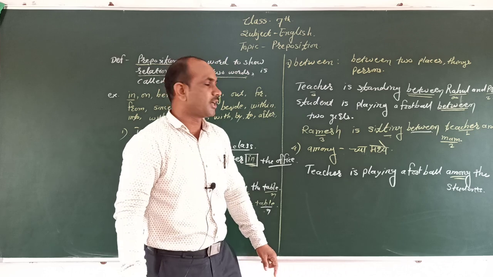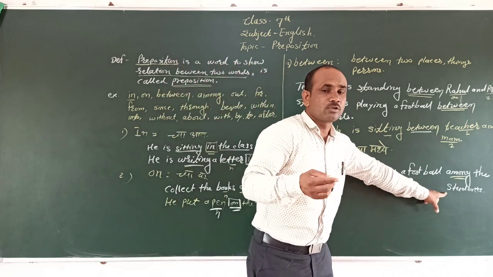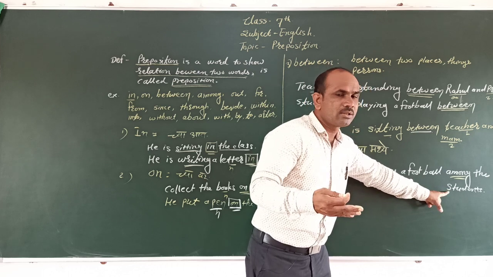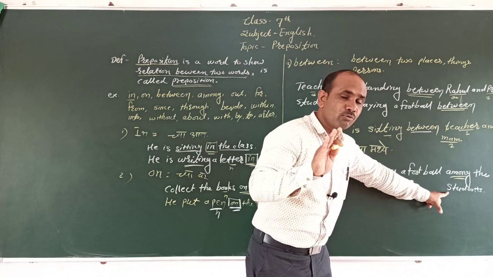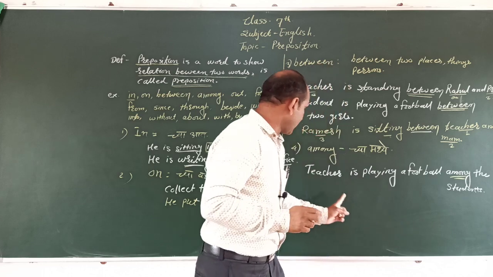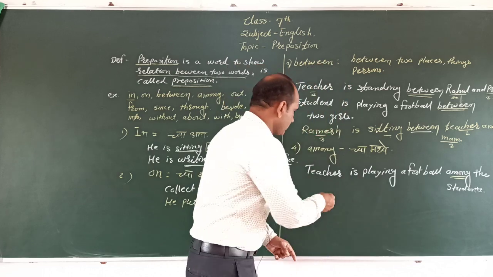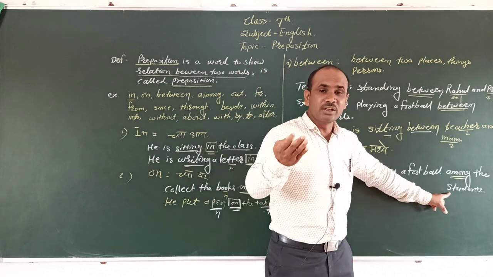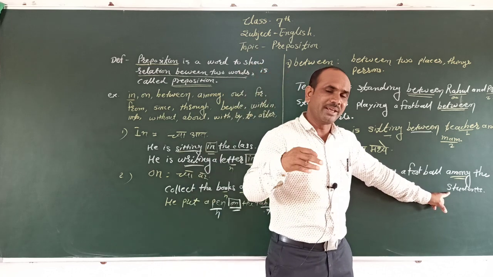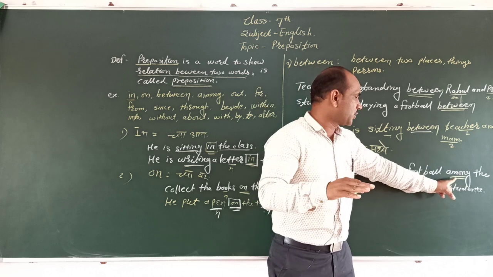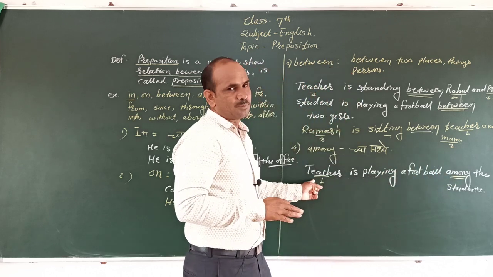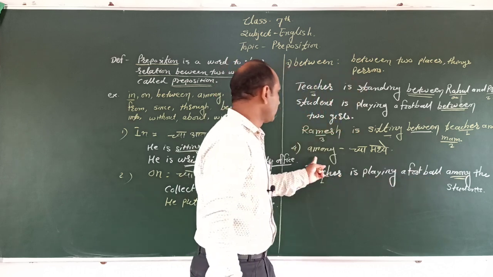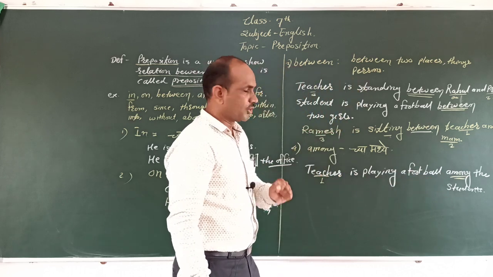These students, there is not only one or two students, many students are there. If there are many students, many things, that time we are showing only one thing. Here, teacher is only one person, and students are many, not only one or two. Among the many students, who is playing? Teacher is playing. Therefore, we call among a preposition.